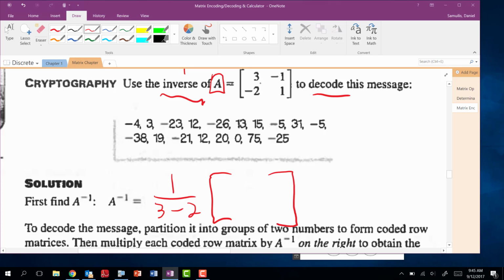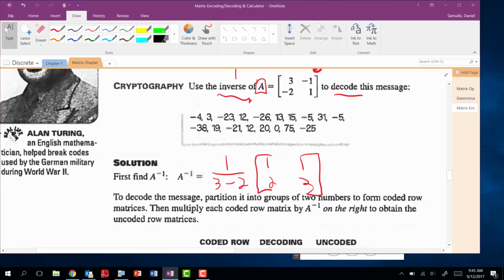What do you do with the 3 and the 1? Switch them. Why? There is no why. Just because. Nike. All right. And then what about the -2 and the -1? Why? Because. Stop it.